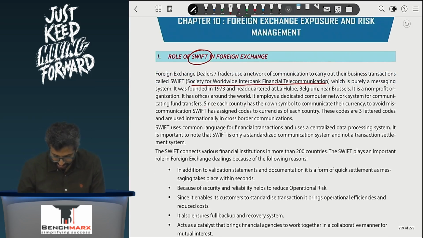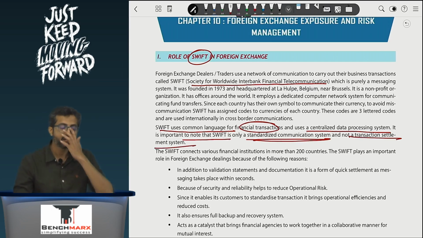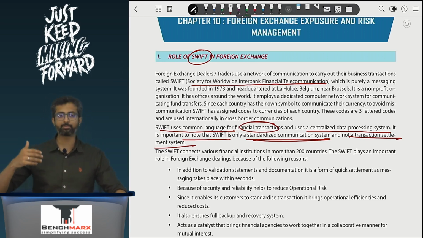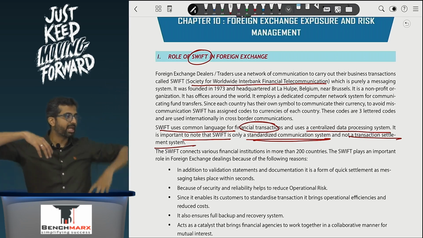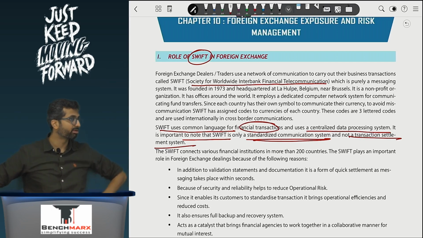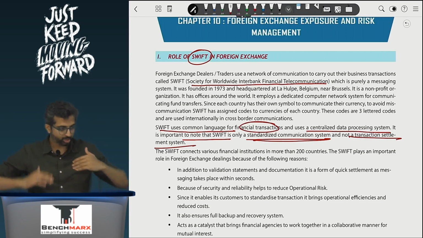What is SWIFT? It's a common language for financial transactions. Using centralized data processing, it is important to know that SWIFT is only a standardized communication system and not a transaction settlement system. SWIFT only helps communicate in a single language. If I am transferring money from India to, let us say, Japan, SWIFT gives me that common platform. Like in India you have an Aadhaar number. Do you think the Aadhaar concept exists anywhere across the world? Your UPI runs entirely on Aadhaar. But if someone outside India has to transfer, they will not understand Aadhaar. So SWIFT has to act as a bridge.